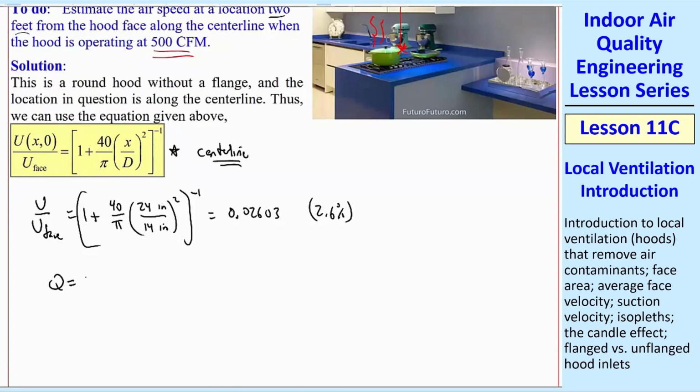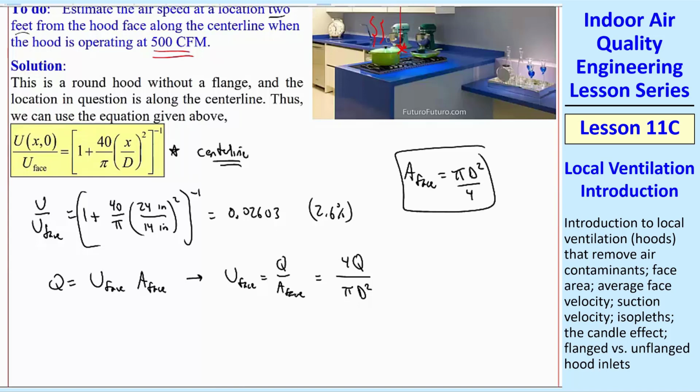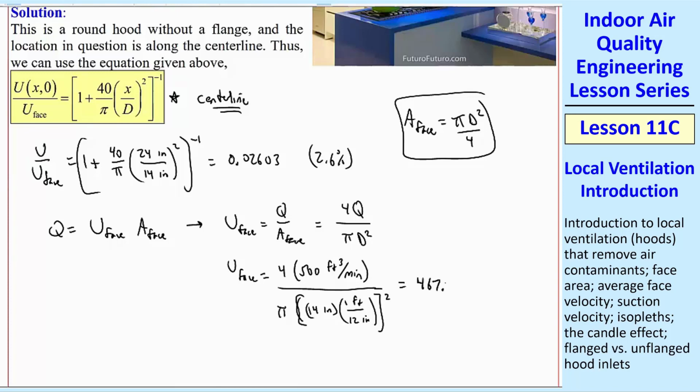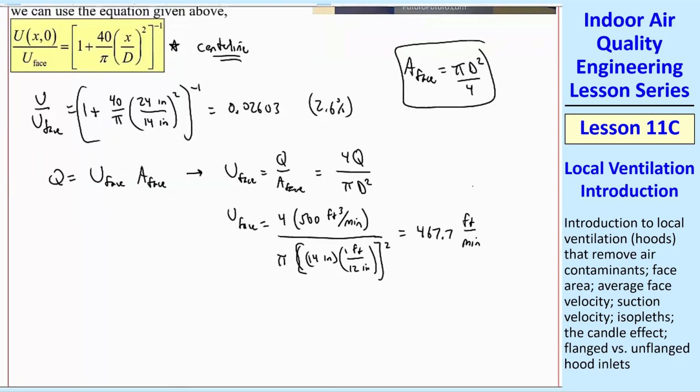And we also know that Q is equal to U face times A face. And so from that we can solve for U face, which is equal to Q over A face, equal to 4Q over pi d squared, since A face is equal to pi d squared over 4 for a round inlet. And so we can solve this for U face. 4 times our given CFM of the hood, the Q, pi d, 1 foot is 12 inches, and then this whole thing squared, you get 467.7 feet per minute. That's the face velocity.